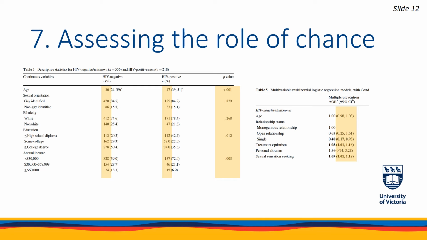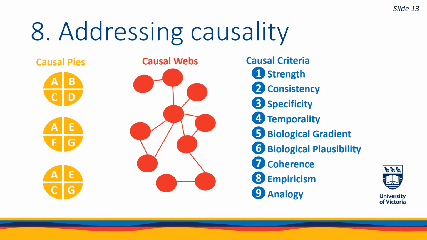This is because when we're working in primary, secondary and tertiary prevention, we want to be sure that the evidence we're evaluating and the actions we're taking are actually going to be the actions that stop the development of a disease or stop the development of a risk factor. And so in slide 8, we introduce the next step, which is to assess causality.